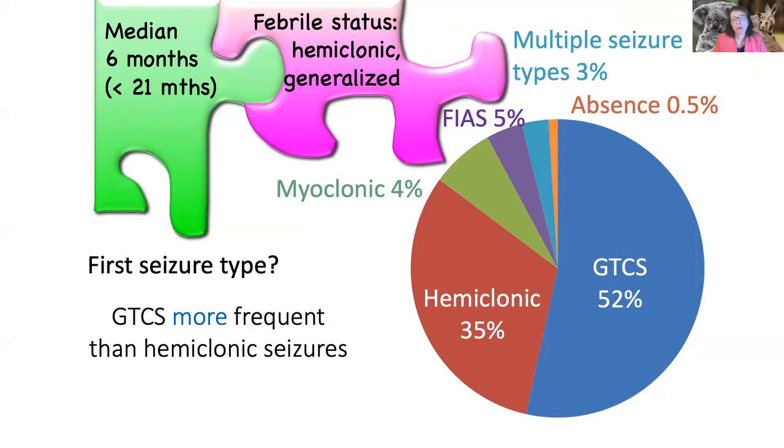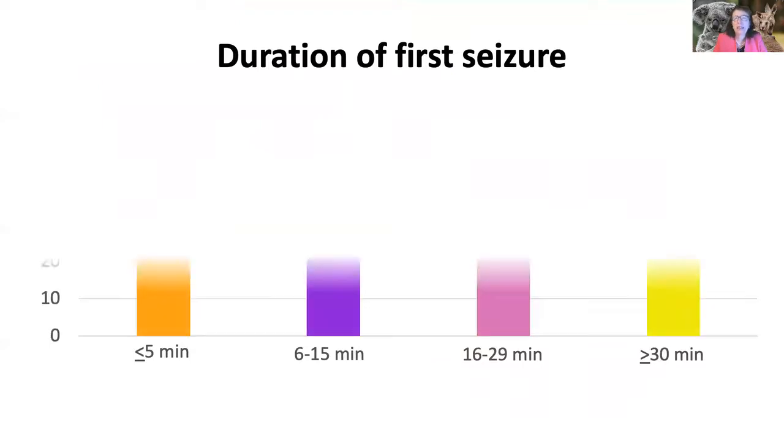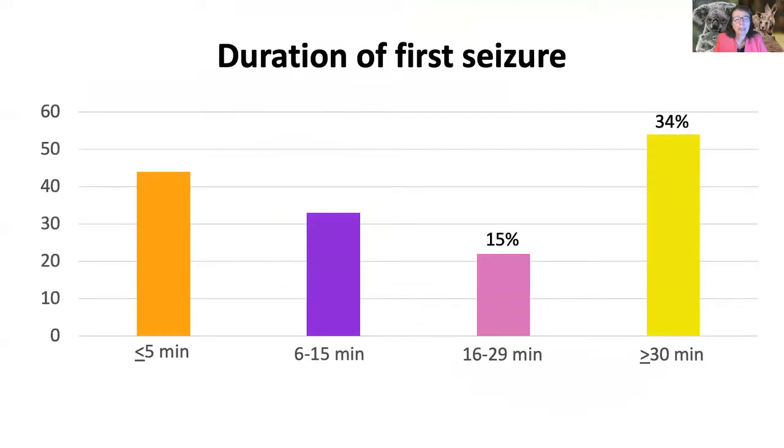The take-home message from this point, though, is that the presenting seizure type is a generalized tonic-clonic seizure more frequently than a hemiclonic seizure. So then let's turn to how long that first seizure lasts. We tend to teach that they present with status, and is that the case? Well, it is for 34%, but you can see there are a whole range of different initial durations of their first seizure, with 27% having a brief first seizure.